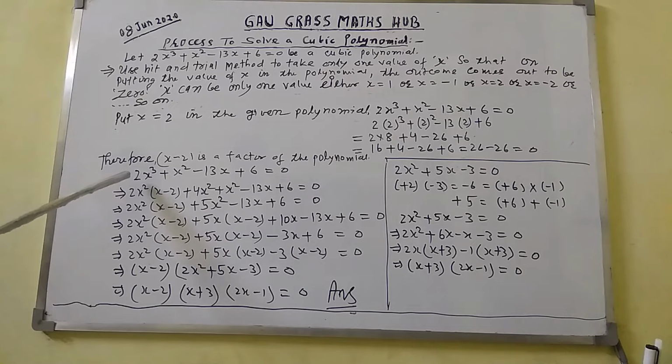So now I have written the original polynomial like this, 2x cube plus x square minus 13x plus 6 equal to 0. What you have to do in this case? It is known that x minus 2 is a factor of the given polynomial. So now you have to put x minus 2 here. After that, take the first term, which is 2x cube. Now match the things here, x is there.